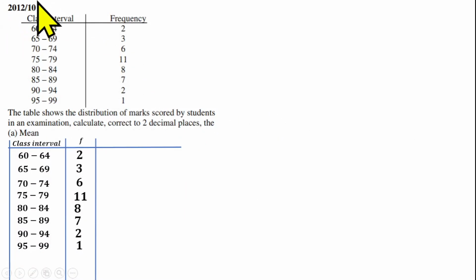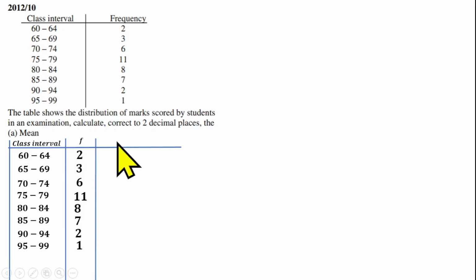So this is a WAEC past question, 2012, question number 10. You are given this group data with class interval, and we have to find the mean to 2 decimal places. So we have to find the mean of this question. You can see that the frequency table is with class interval. That is group data with class interval.